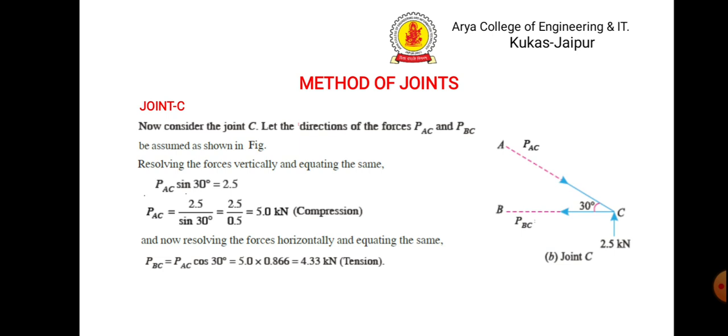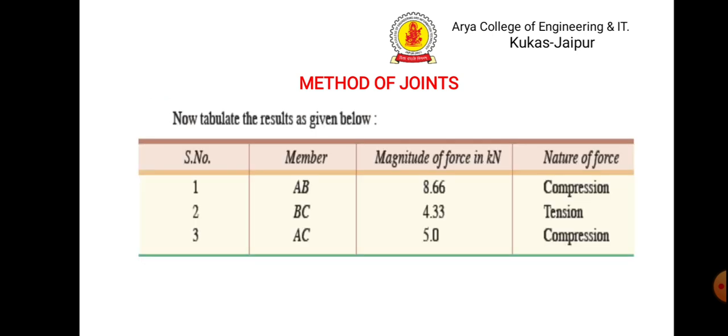Now, what is the last step? The last step is to draw the table. So member AB has magnitude 8.66, and its nature is compression. Member BC is 4.33 in tension, and the force in member AC is 5 kilonewton in compression.